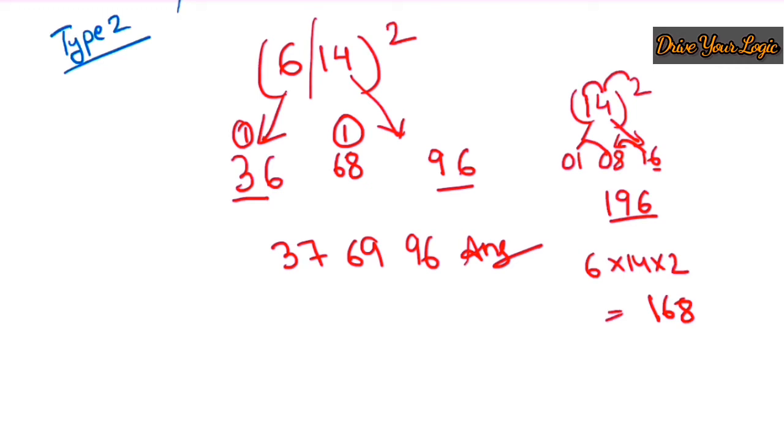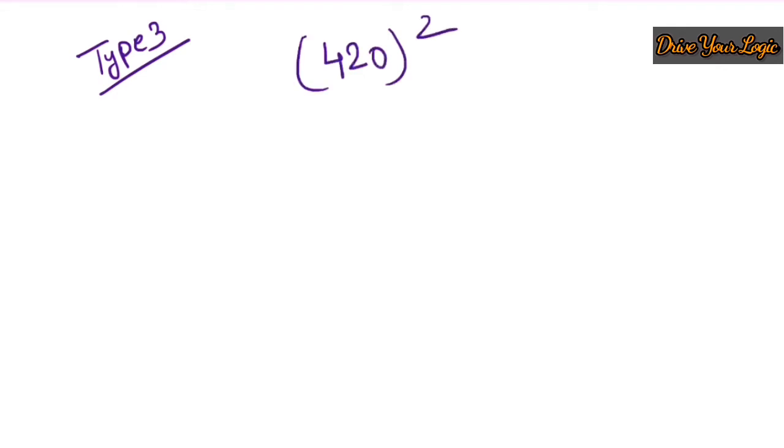Okay, now I will show you type 3 sum. What is type 3? When the end digit is 0. So end digit 0 means, what is the answer? 420 square. 420 square is very simple. Same way, you just cut it from in between. So 4 square is how much? 16. 20 square is how much? 400. And 4 into 20 into 2, that is 160.